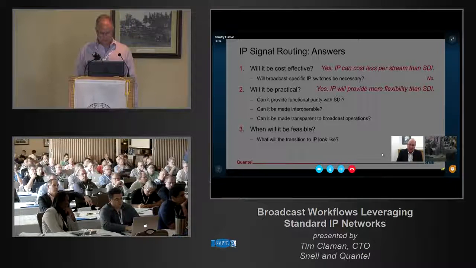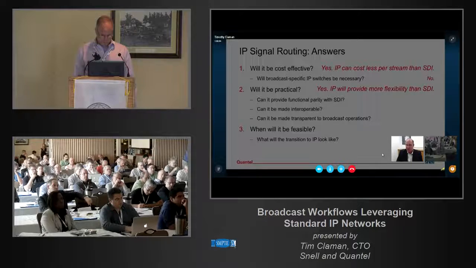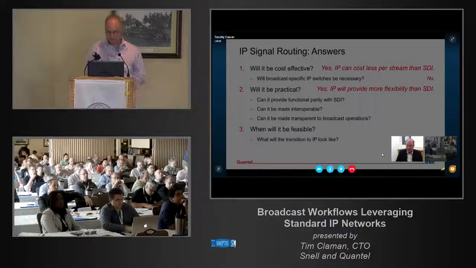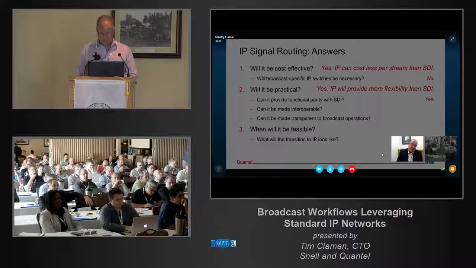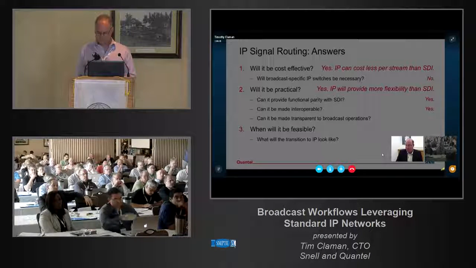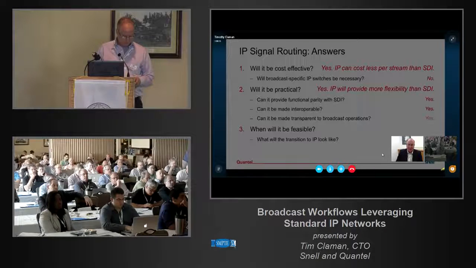In our proof of concepts, we've shown that IP routing can be practical, and we hope it proves to be reliable. I think that's the stage that we're in now, exploring that dimension. And we think that IP will provide you with more flexibility than SDI. We've demonstrated that IP routing can provide functional parity with SDI, and we believe it can be made interoperable across vendor implementations. The work we've done with other vendors has shown us that it is possible, and the standards do help to drive that kind of convergence.